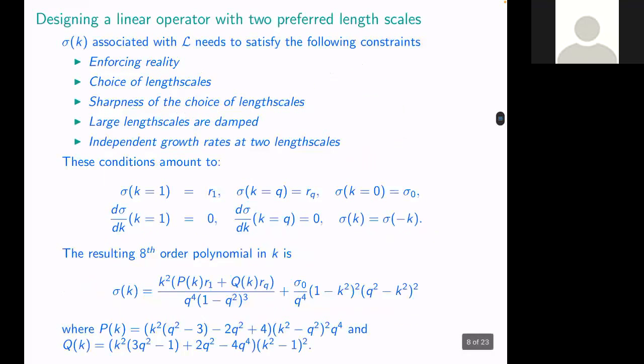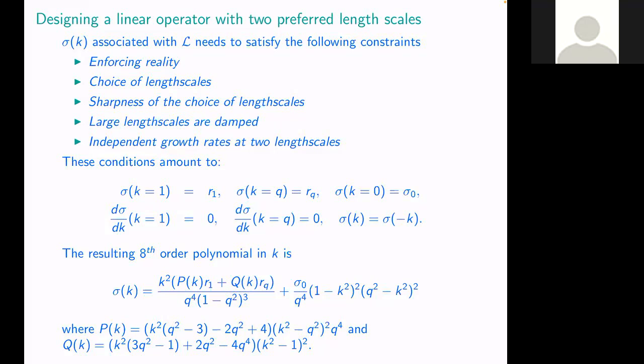So let's go back and think about how I am going to make a PDE model that has 2 length scales, but additionally, we want to ask of it certain conditions. Now, the thing that we can talk about when we're designing a linear operator is its associated linear dispersion relation in Fourier space, because that is nicer. It's just a function to think about, so we can impose certain conditions on it much more easily. And then we can take the inverse Fourier transform to get the linear operator. So that's what we do.